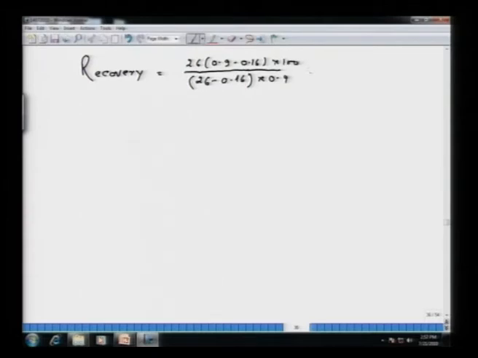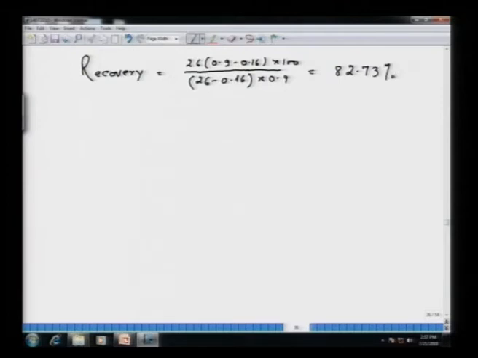So, now we will substitute the values. Recovery is equal to 26 into 0.9 minus 0.16, divided by 26 minus 0.16, into 0.9, that is into 100. So, the recovery is 82.73%. That is the answer for this.